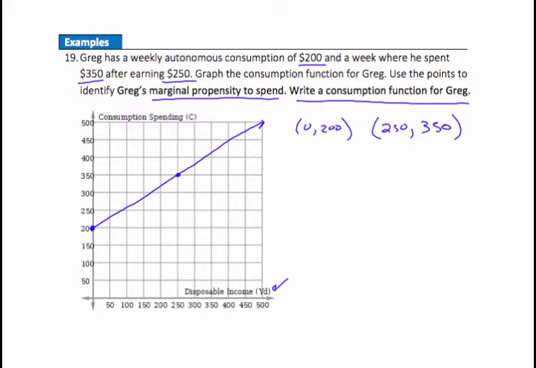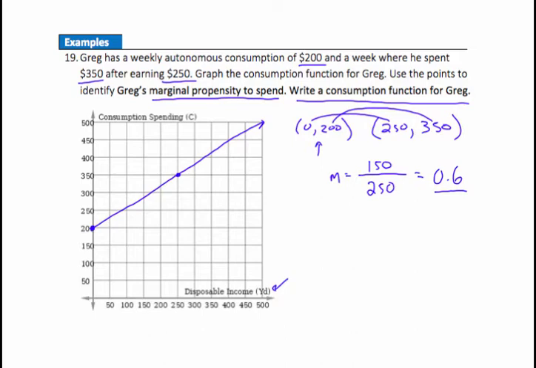So now we're ready to graph our line for Greg. So this line kind of models Greg's spending habits. If we get the slope, we've already got our y-intercept here. All we need now is the slope, and so the slope of this thing is going to be our change in y over change in x. Let's take a look at change in y. So from 200 to 350, that is a change of 150. And our change in x, 0 to 250, well, that's a change of 250. So all we got to do is simplify this and get this down to a decimal, and that will give us our slope there. So Greg's marginal propensity to consume is 0.6.